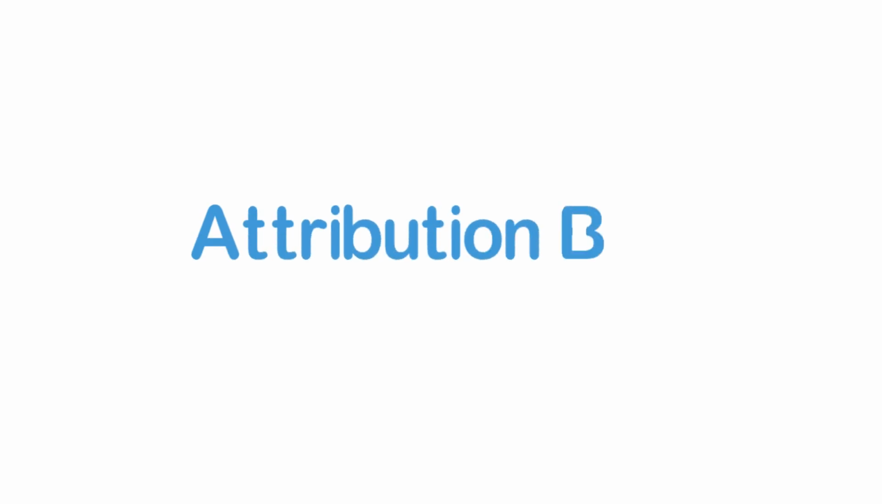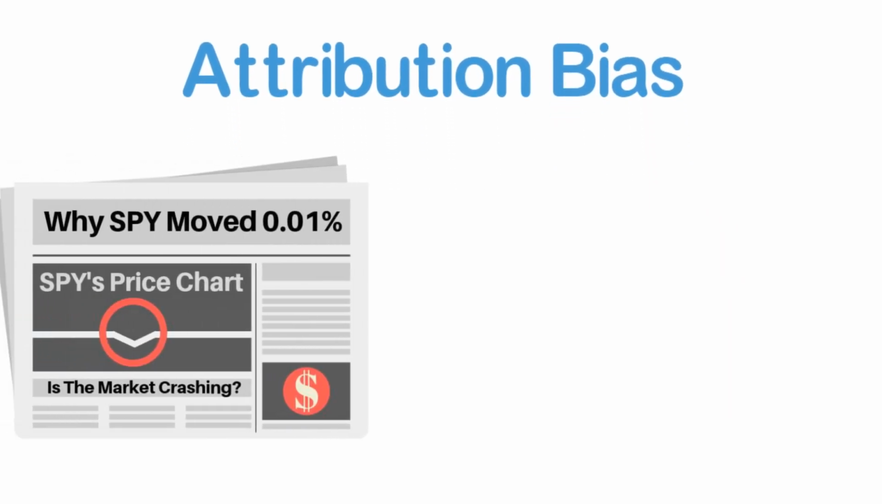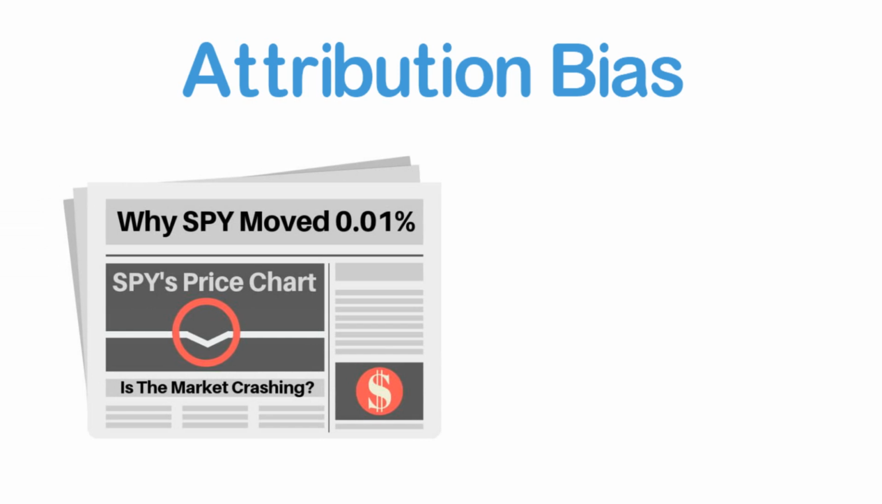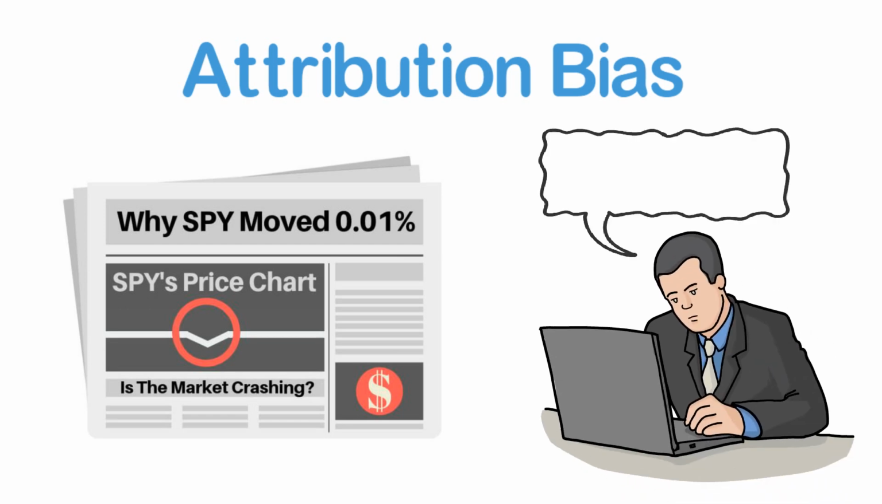A different bias that can be observed in the trading news business is the attribution bias. The attribution bias is the bias of constantly trying to assign some reason to an event, even if your reason has nothing to do with reality. Financial news companies are in the business of satisfying this bias. They seem to have an explanation for every single price move, even if their explanations sometimes are contradictory.